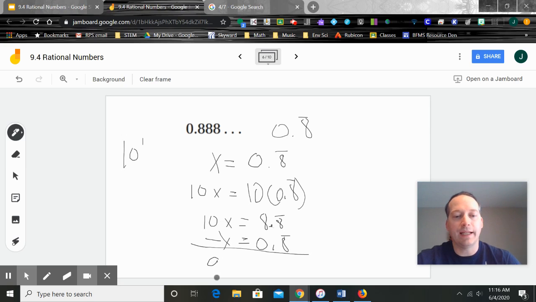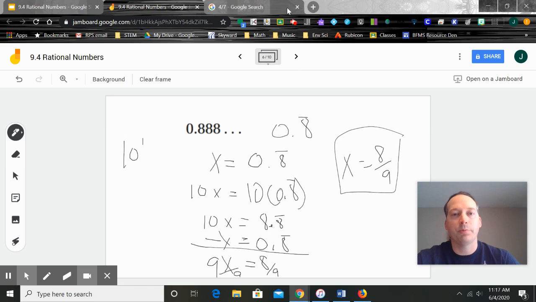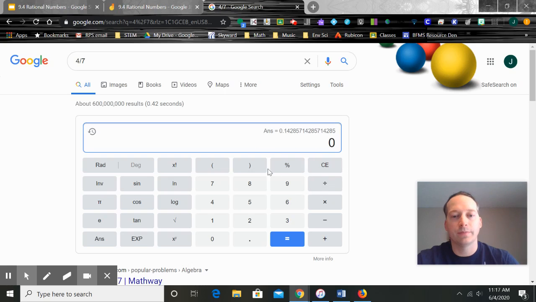10x minus x is 9x. Well, all these decimals are gone because each time there's an 8 on top, there's an 8 on the bottom. Well, that equals 0. So 9x equals 8. Oops, kind of ran out of room here. Divide by 9. x equals 8/9. And to prove it to you, let's go to the calculator. 8 divided by 9 is exactly what we just had.